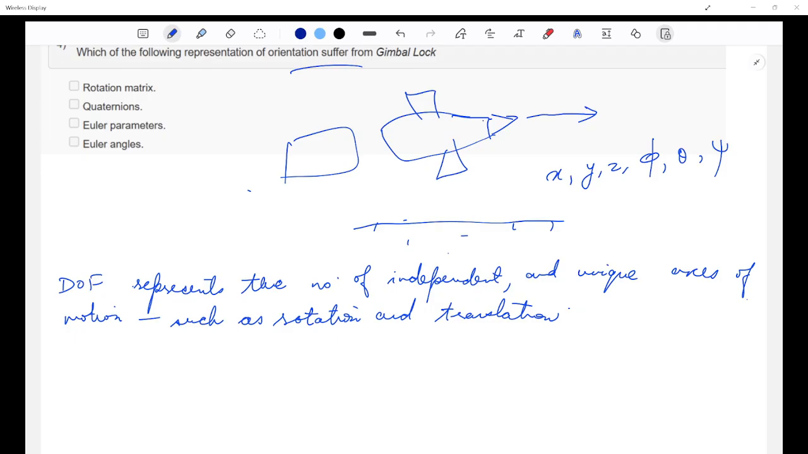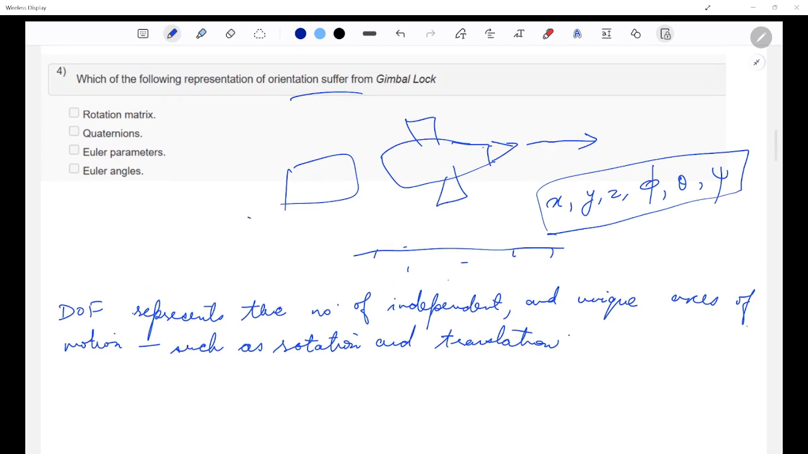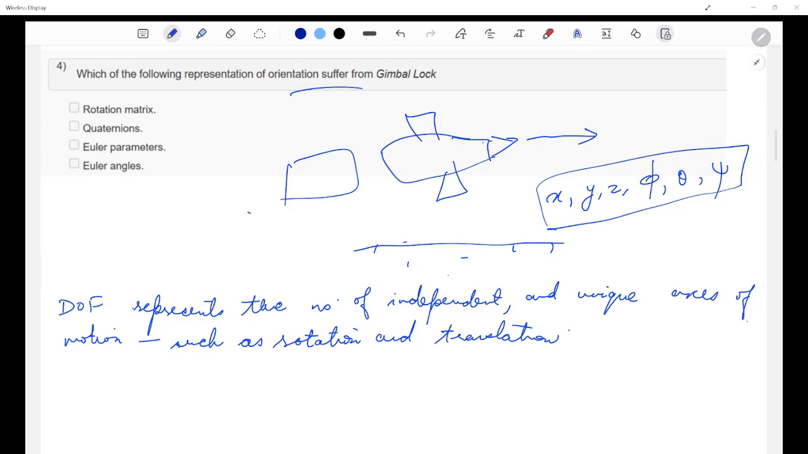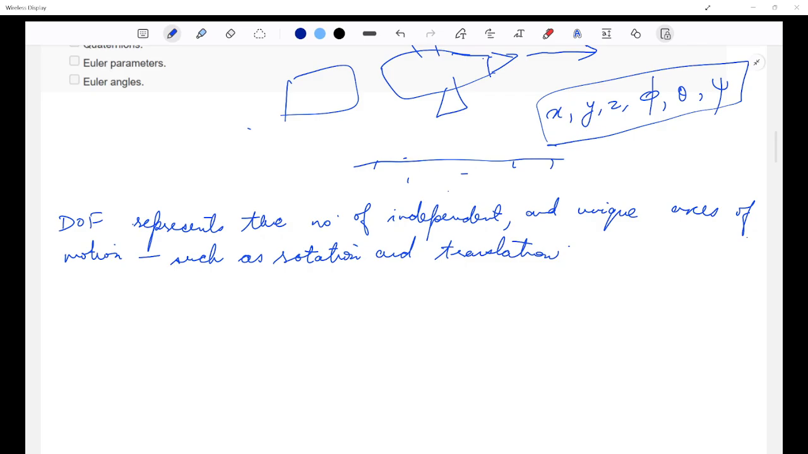Okay. So the thing is, it has 6 degrees of freedom. All right. So what happens in gimbal lock? Ideally, there should be 6 degrees of freedom for such objects, and in other cases there can be other degrees of freedom. But what happens if we lose some degree of freedom? Then we enter into gimbal lock condition, and I'll tell you what it is.